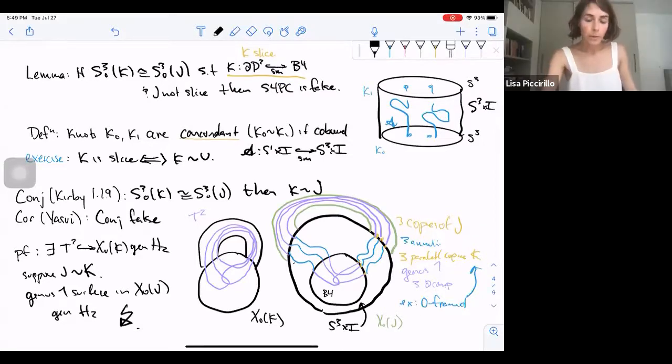Sure. So maybe if there's a lemma hiding under the proof of this corollary, it's that concordant knots have the same shake genus. And shake genus is defined to be the minimal genus surface in the trace generating H2, and we've already showed that R knots don't have the same shake genus. More questions?